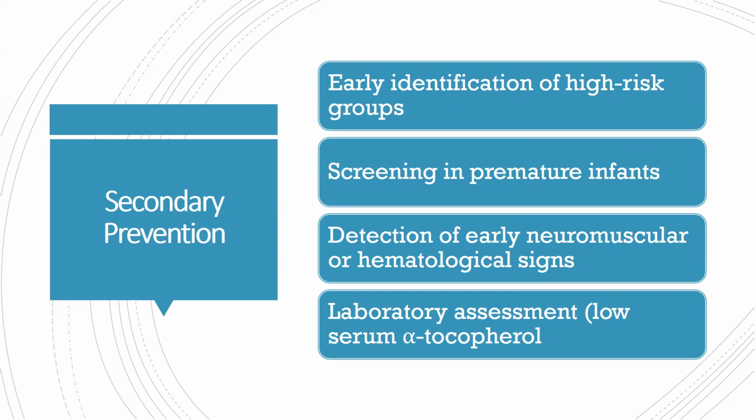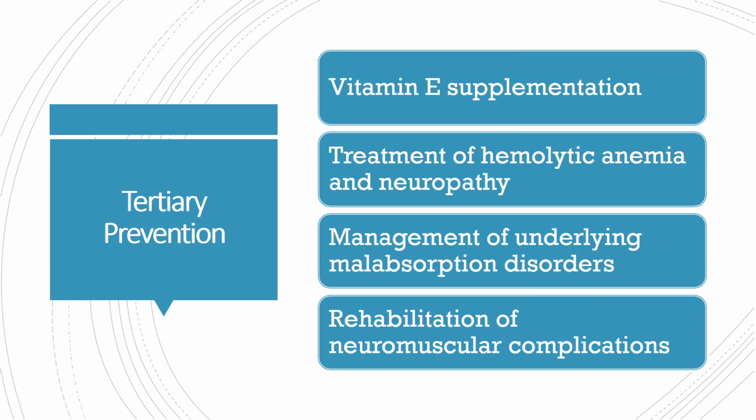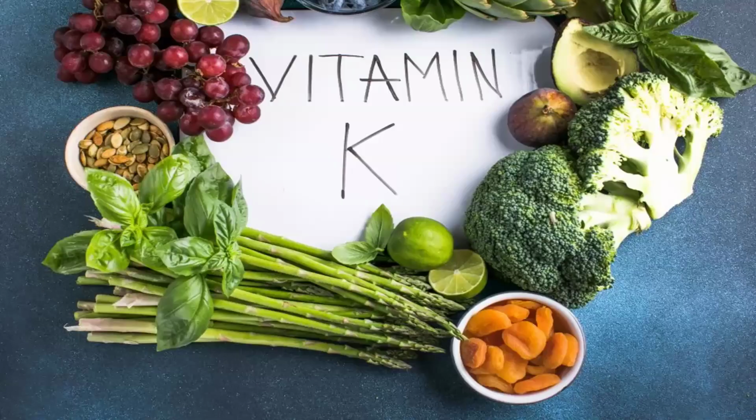Secondary prevention: early identification of the high-risk groups, screening in premature infants, detection of early neuromuscular or hematological signs, laboratory assessment with low serum alpha-tocopherol. Tertiary prevention includes vitamin E supplementation, treatment of hemolytic anemia and neuropathy, management of underlying malabsorption disorders, rehabilitation of neuromuscular complications.